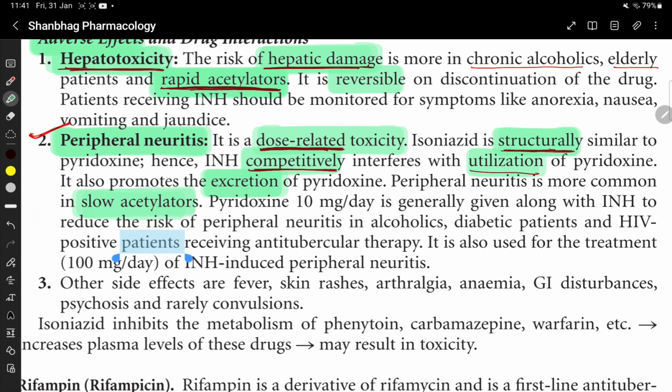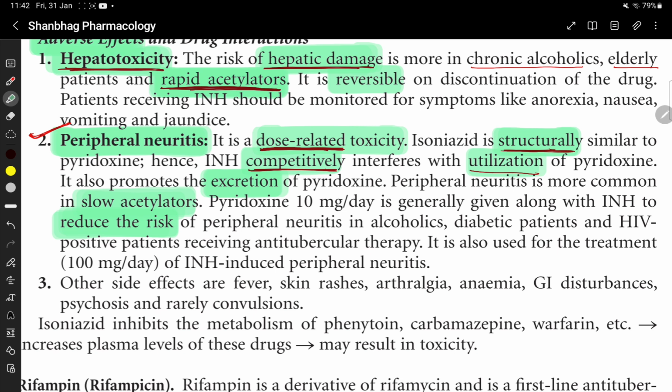Pyridoxine 100 mg per day is generally given along with isoniazid to reduce the risk of peripheral neuritis in alcoholics, diabetic patients, and HIV positive patients receiving anti-tubercular therapy. तो आइसोनियाजाइड जो है वो पायरिडॉक्सिन के स्ट्रक्चरली सिमिलर होता है, इसलिए उसके यूटिलाइजेशन से compete करता है. ठीक है, और उसके एक्सक्रीशन को भी प्रमोट करता है, जिसके कारण पायरिडॉक्सिन कम होगा बॉडी में.